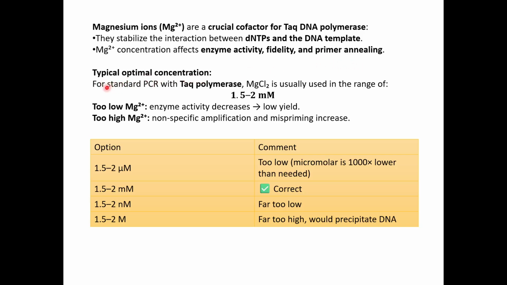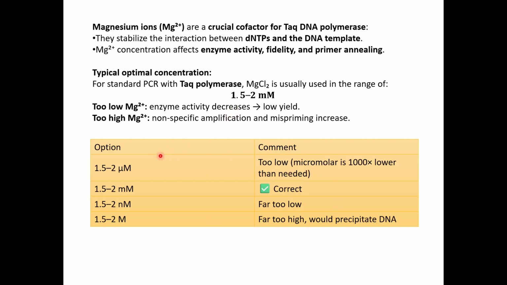Typical optimal concentration, that is for standard PCR with Taq polymerase, MgCl2 is usually in the range of 1.5 to 2 millimolar. Too low magnesium can decrease the enzyme activity and lead to low yield. Too high magnesium can cause non-specific amplification and misprime the primers, leading to random amplicons.